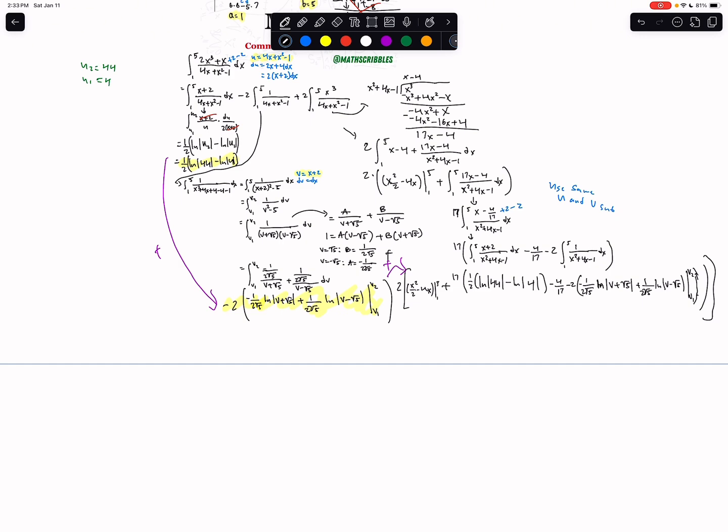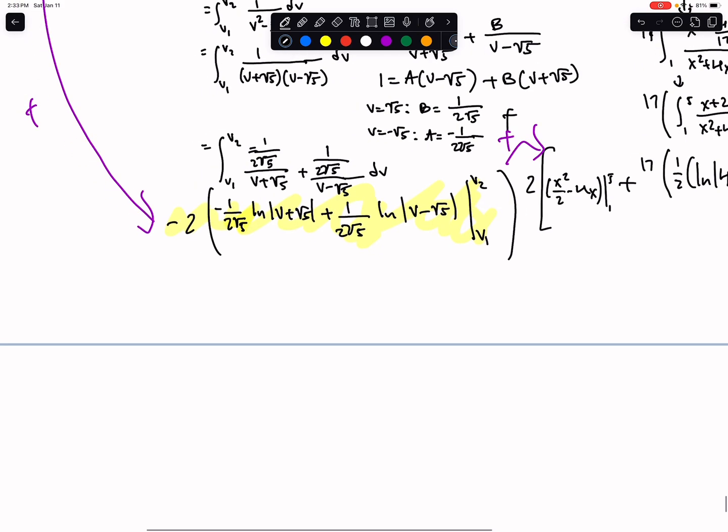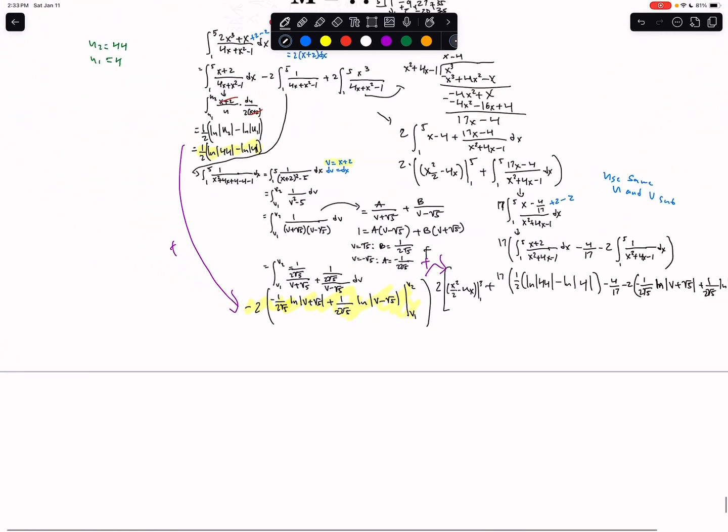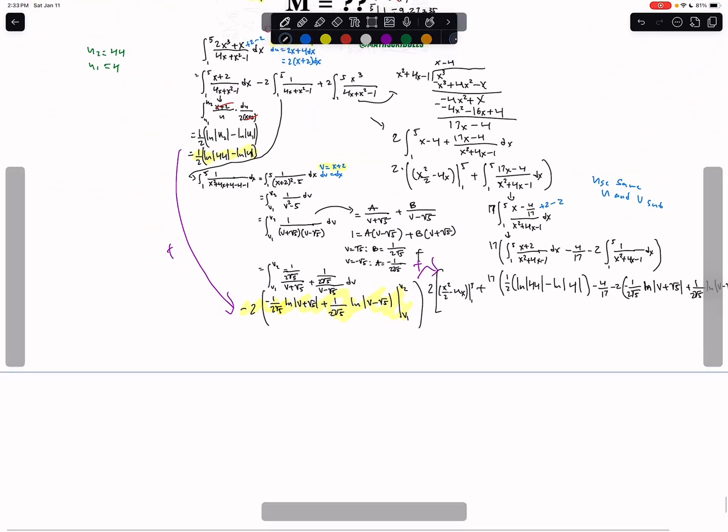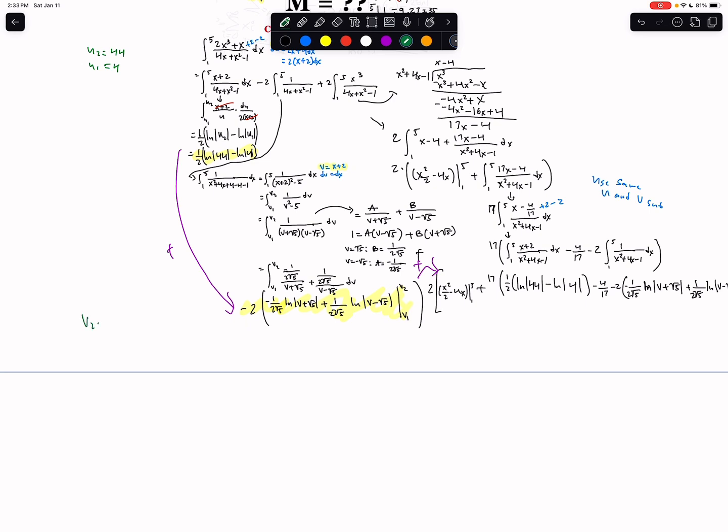Okay, this integral right here. So first of all, what is V1 and what is V2? So I'm going to solve V2 first. So V2 equals to, what is our V? V2 is 1 to 5. So V2 equals 7 and V1 equals 3, right? V2 equals 7 and V1 equals 3.